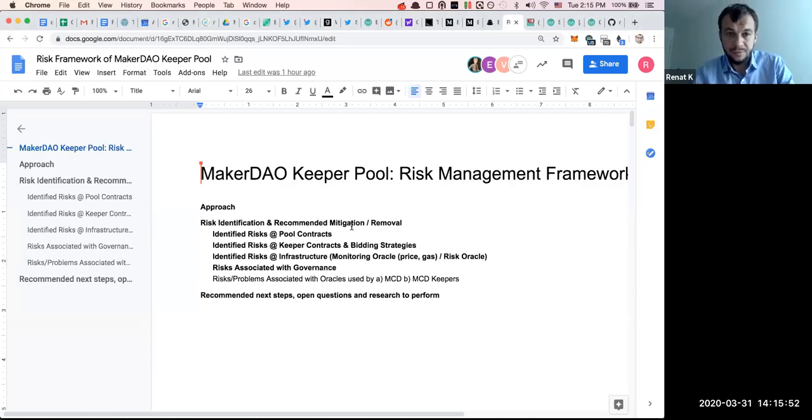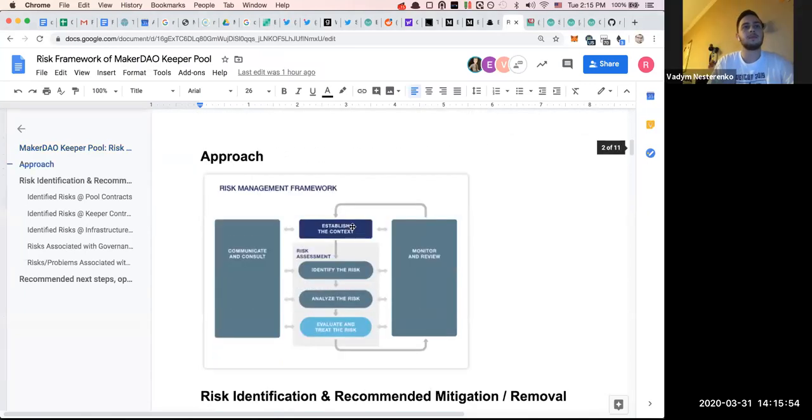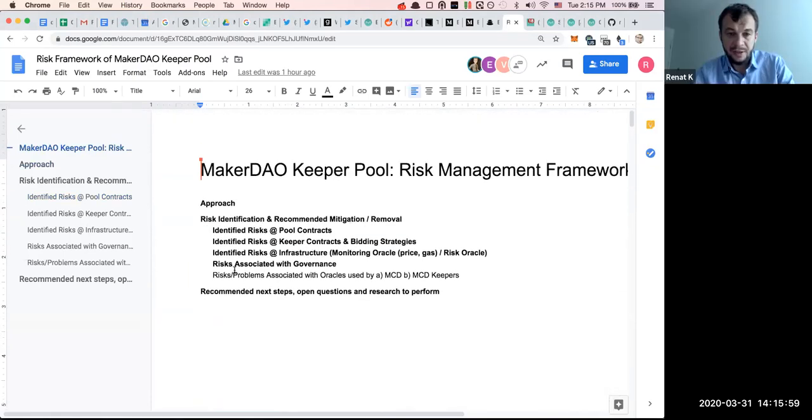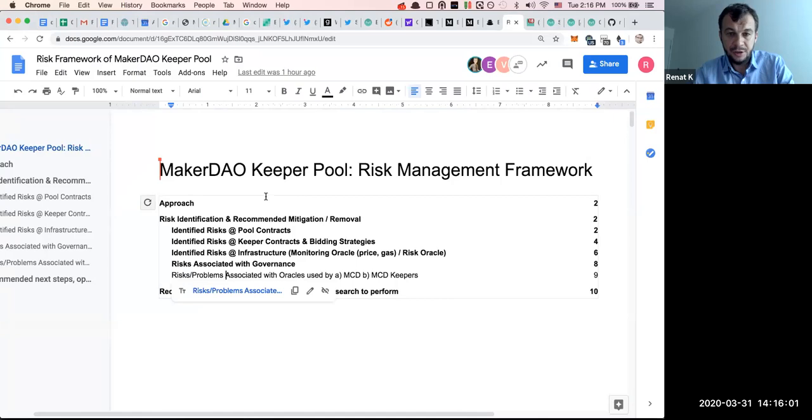Do you see my screen? Yeah. Okay. So since last week, I have added a new section into the risk management framework. I would like to drill down into the risks and problems associated with oracles used by the Maker Multi-Collateral Dai system and the MCD keepers.